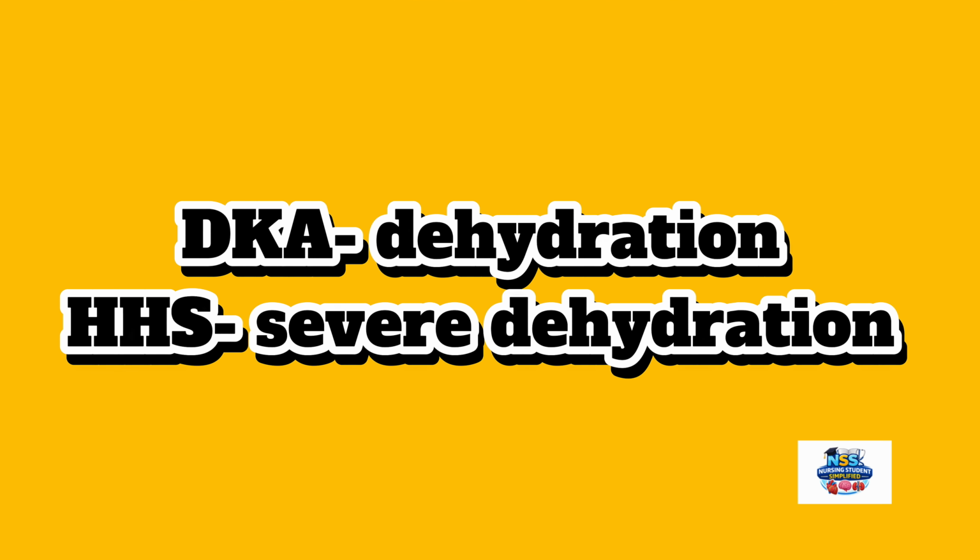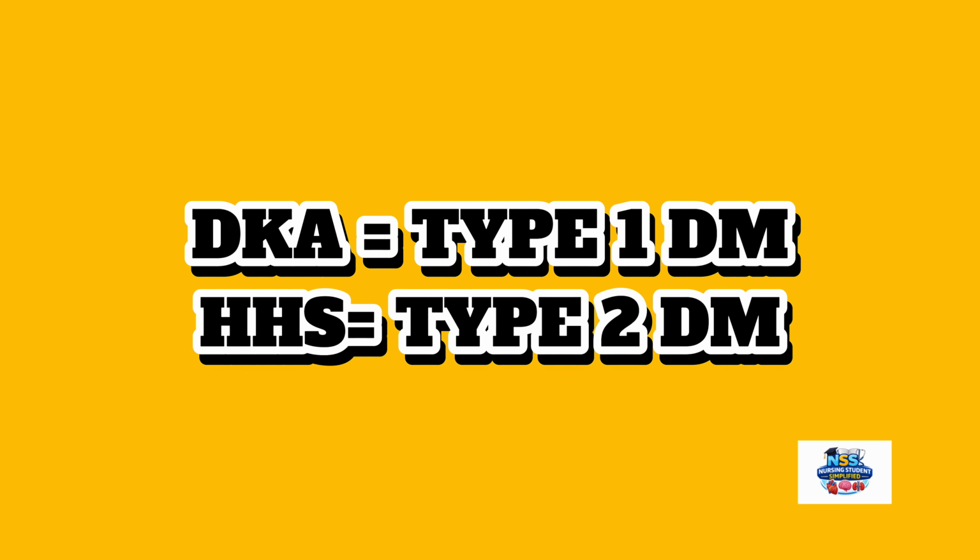In DKA, there is also dehydration, but because the hyperglycemia is not extreme, it means that in HHS, there is extreme or severe dehydration, because that is what follows extreme hyperglycemia. And because in HHS, there is some insulin present, it is most commonly seen as a complication of type 2 diabetes mellitus. Because in type 2 diabetes mellitus, there is some insulin present, but the cells are resistant to it. So it is mostly associated with type 2 diabetes.